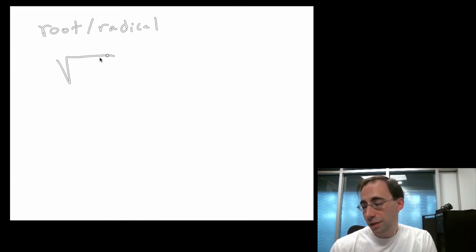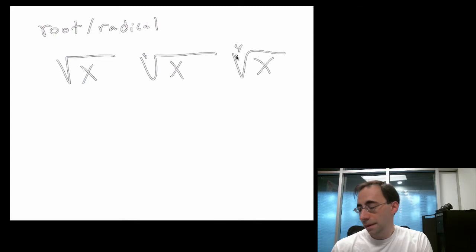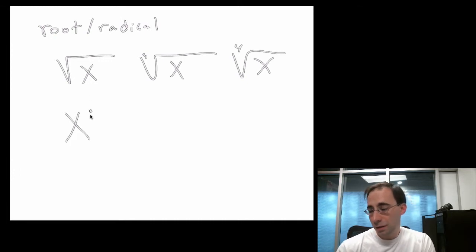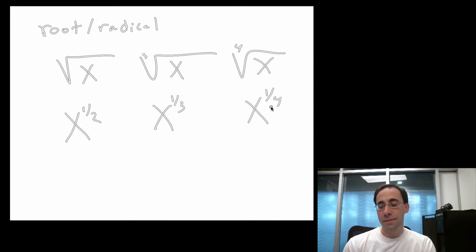You've all seen square roots in your life. There are also cube roots for 3, and so on and so forth indefinitely. A nicer way of writing these is to use just plain exponents. A square root is the same thing as writing x to the 1/2. A cube root is x to the 1/3, and a quartic root is x to the 1/4, and so on.